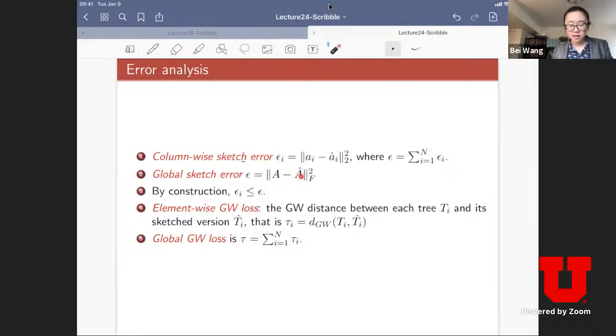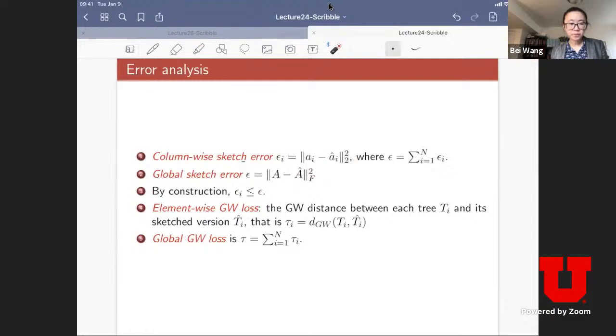Correspondingly, there's a local measurement, which is, for every single tree, the L2 norm difference between the previous vector and the sketch vector, so the previous column and the sketch column, okay? And with simple arithmetic, you know that if I sum over the error of every single column, that gives me the global sketch error. So the outliers are the ones that have high sketch error, meaning that particular one is not sketched well with respect to a given basis.